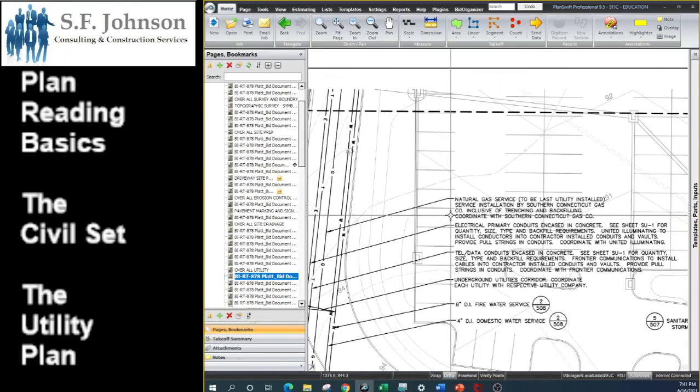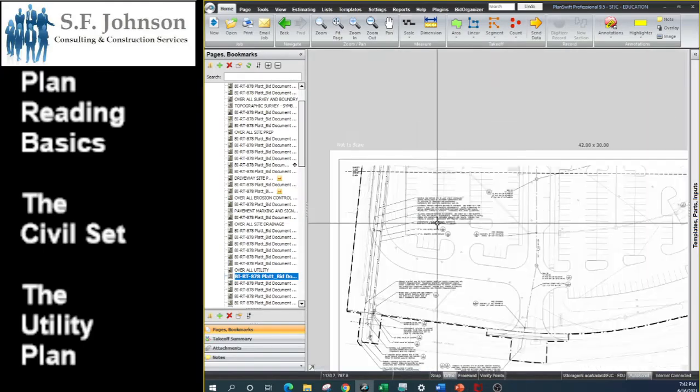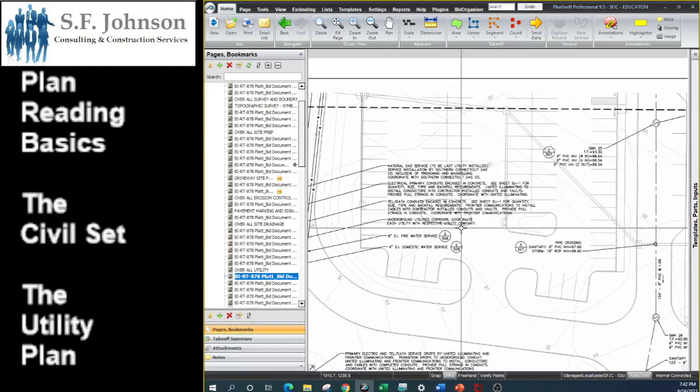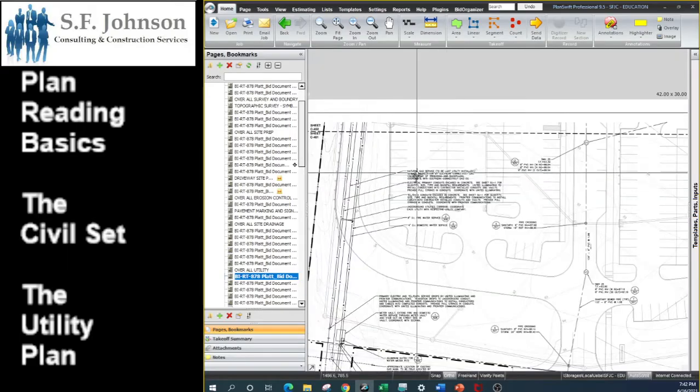and of course, as in all civil sets, you don't get any of the sheet notes, right? They write everything on the plan, so you just have to go to each one, make sure you're covering everything.